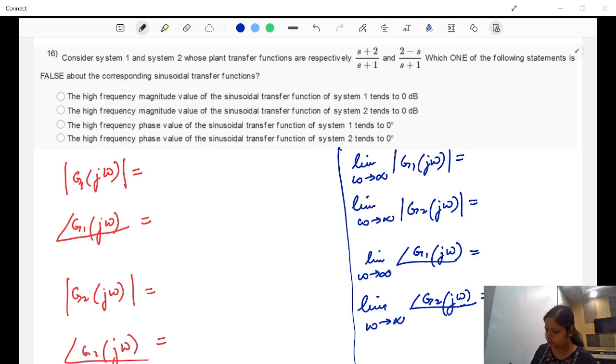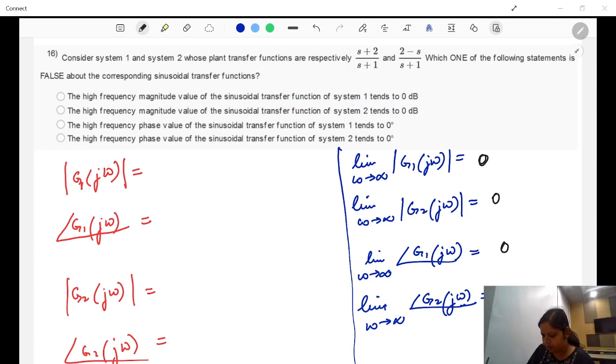G1 of j omega is the limit as omega tends to infinity. That is 1, 0, madam. This one. Okay. Next one is also 0. Second one, G2 of j omega. G2 of j omega, the angle is also 0. Okay. And the last one? Last one is 90 degrees.